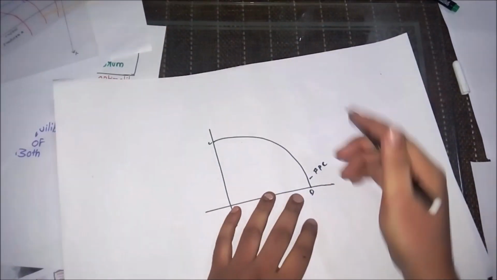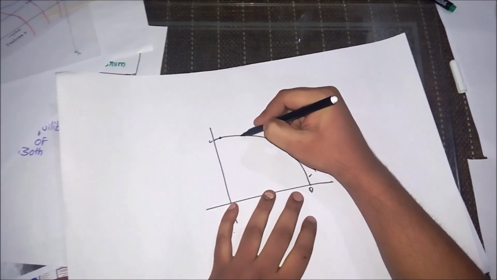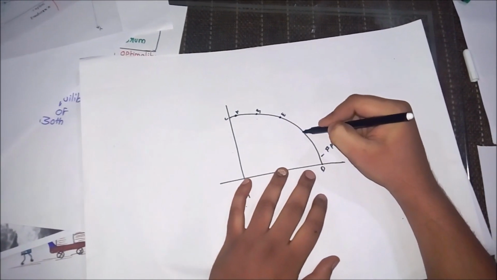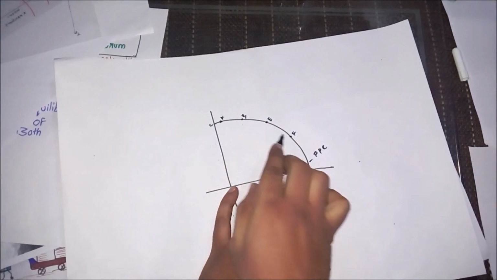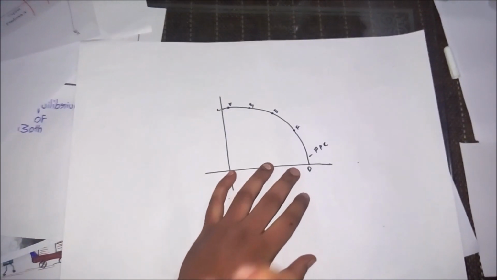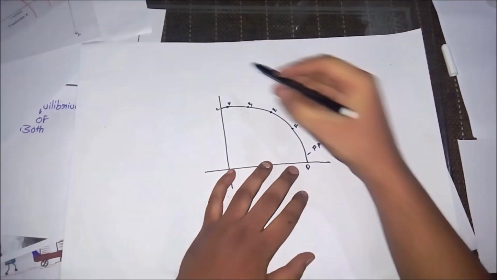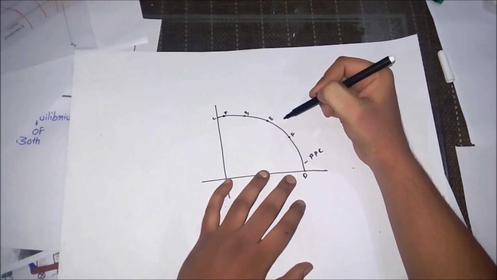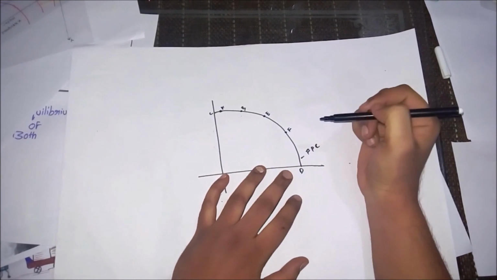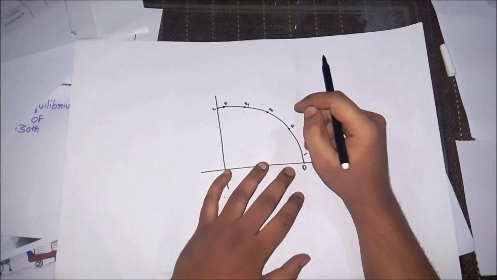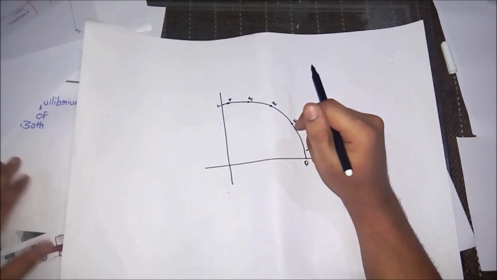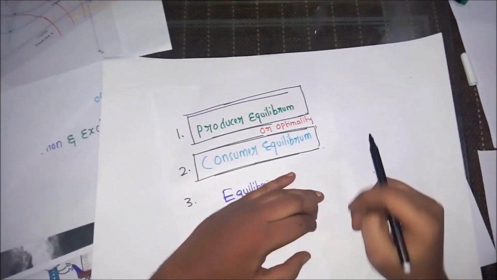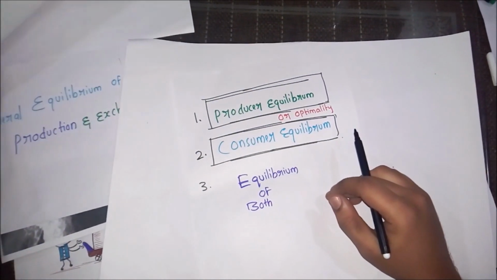Clear? Now on the production possibility curve, if you talk about point A, or point B, or point E, or point F, all the points talk about optimality. But which point is actually optimal with the consumer? We don't know. In order to know that, we have to understand the second condition of Pareto, which is known as consumer equilibrium.